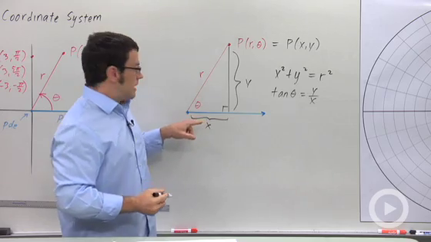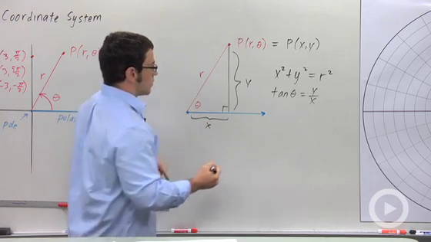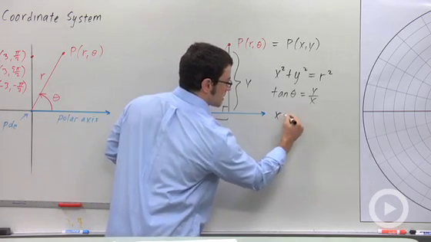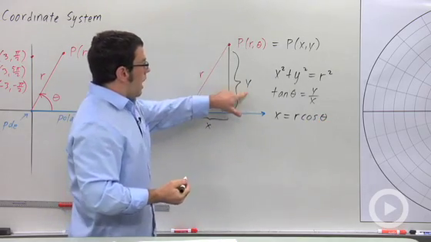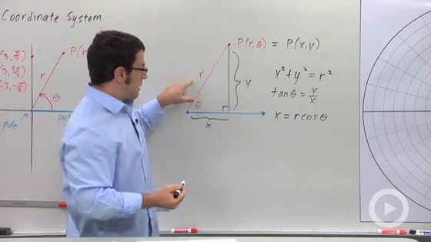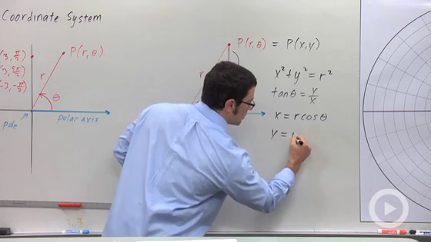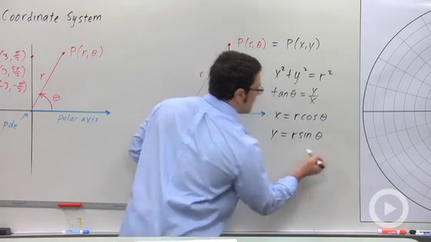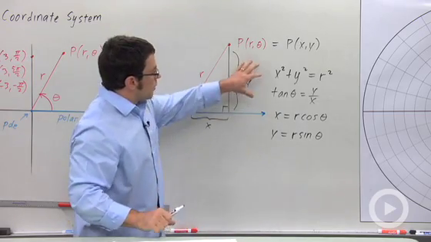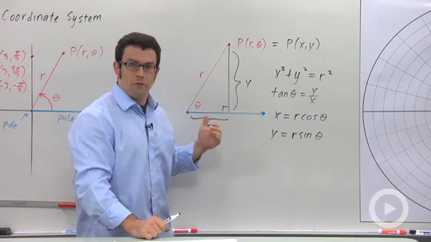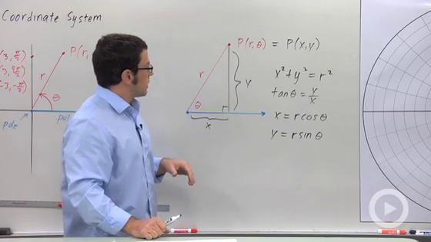And you could also say that x over r equals cosine theta, so x equals r cosine theta. And y over r equals sine theta, so y equals r sine theta. These equations are going to become really important in the next couple of lessons where we convert back and forth between rectangular and polar coordinates.